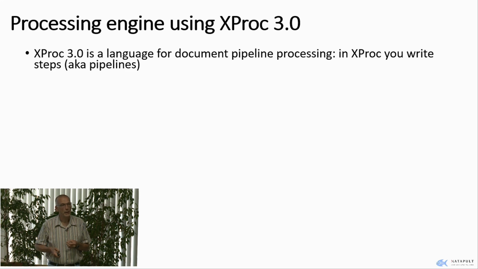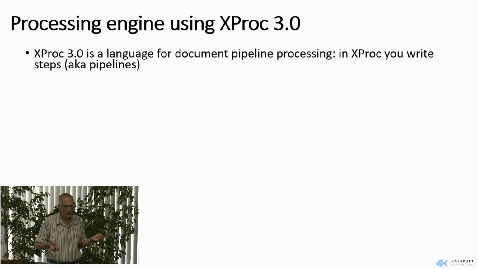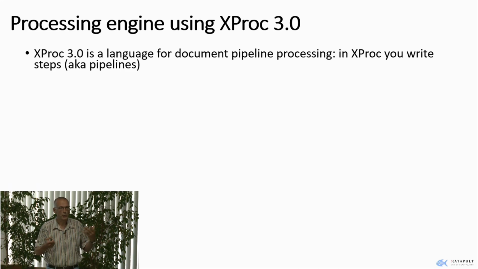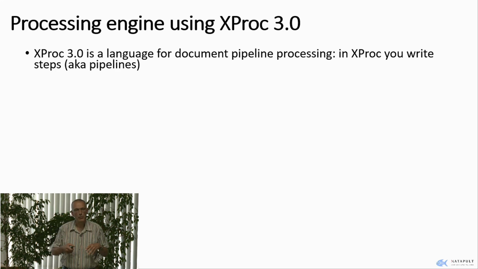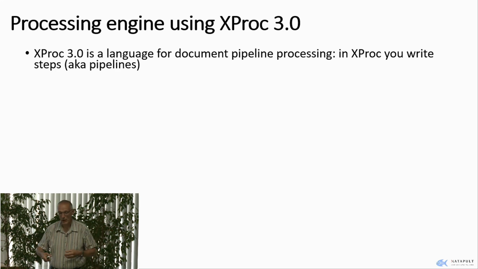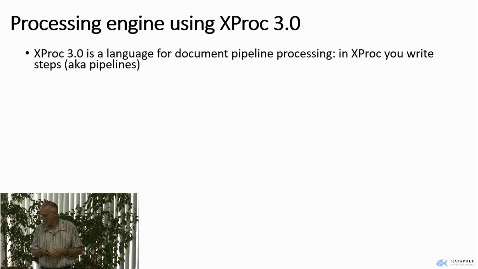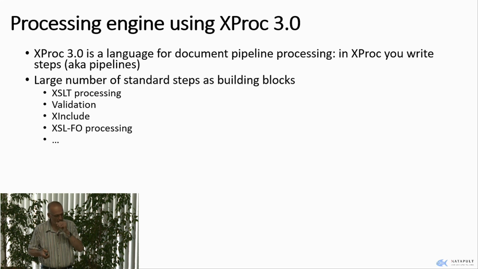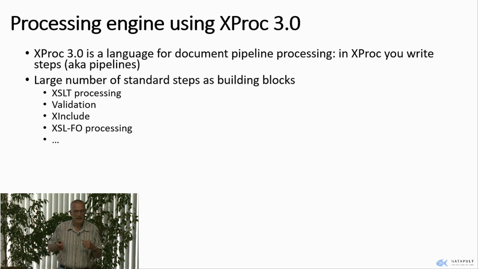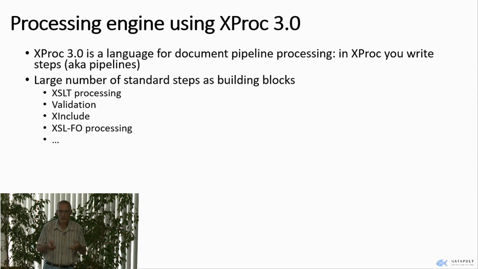For those that don't know it, XProc 3 is a pipelining language. You throw in a document or multiple documents. You put it through all kinds of steps and out comes a result or multiple results if you want to. The good thing about XProc is that it has all kinds of standard steps. You can do a transformation, you can validate, you can do XInclude. It's all pretty easy to do. You can also do XSL-FO processing.